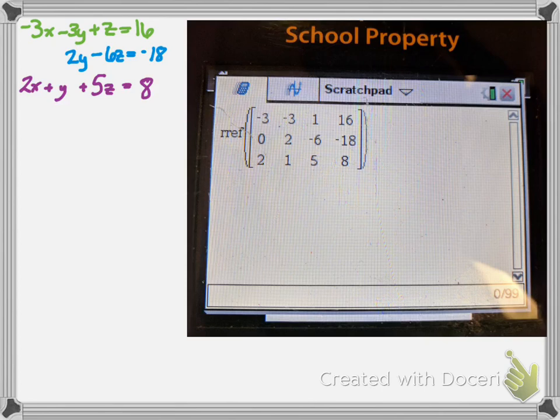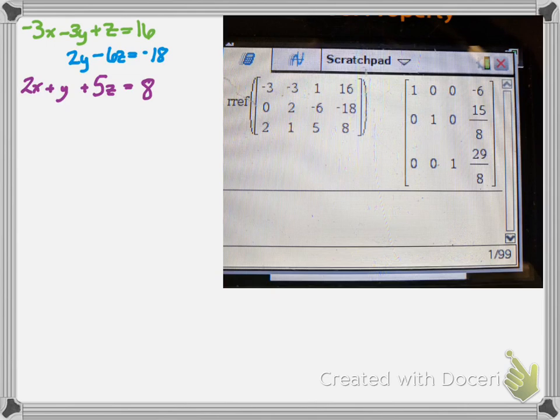Once you have your matrix filled in, just press enter. And here is our goal. So remember that first column stood for X, next column stood for Y, and the last column for Z, then your answers.